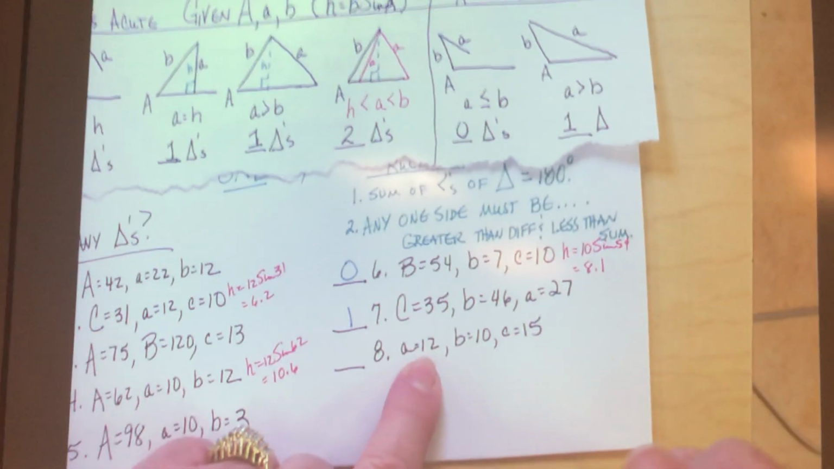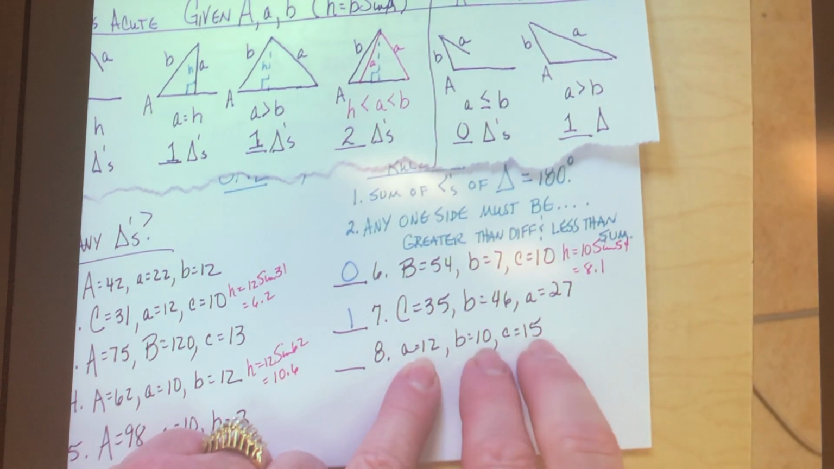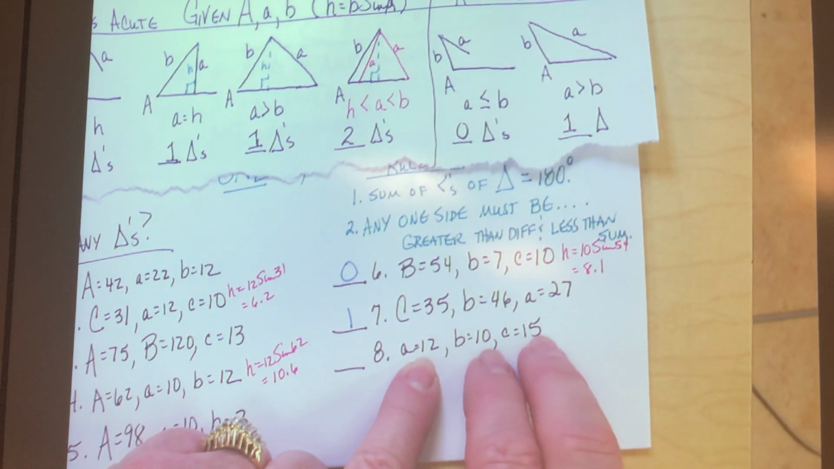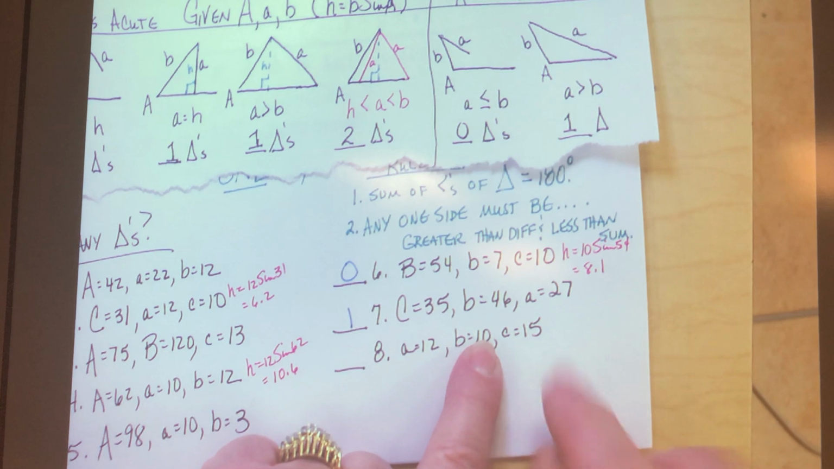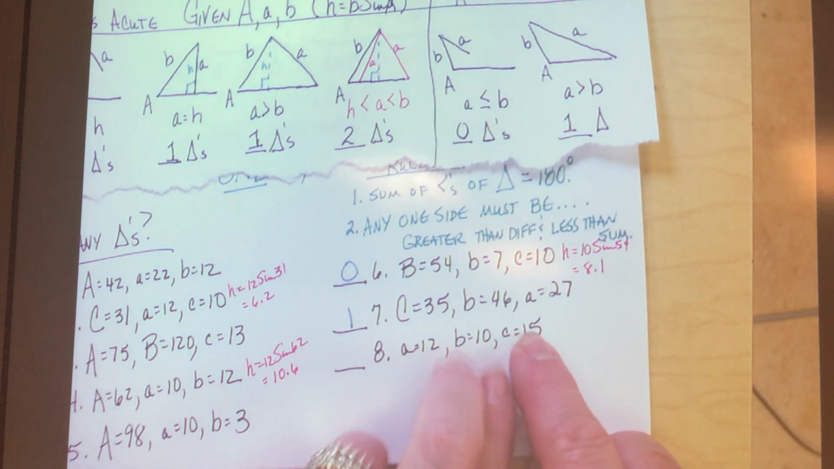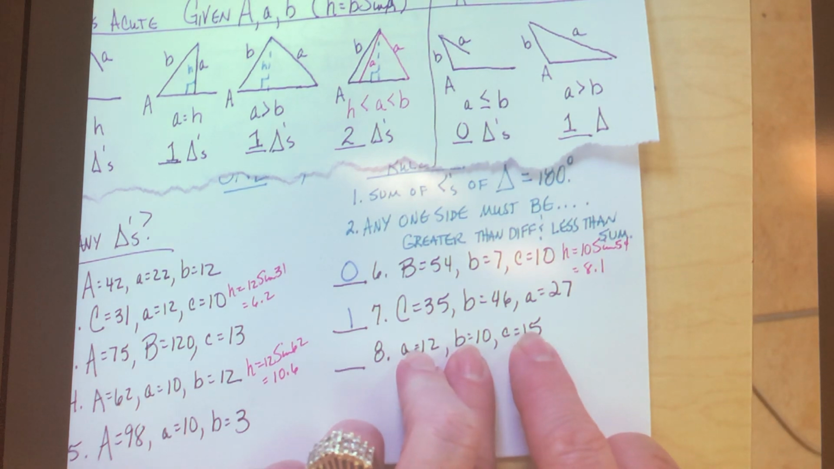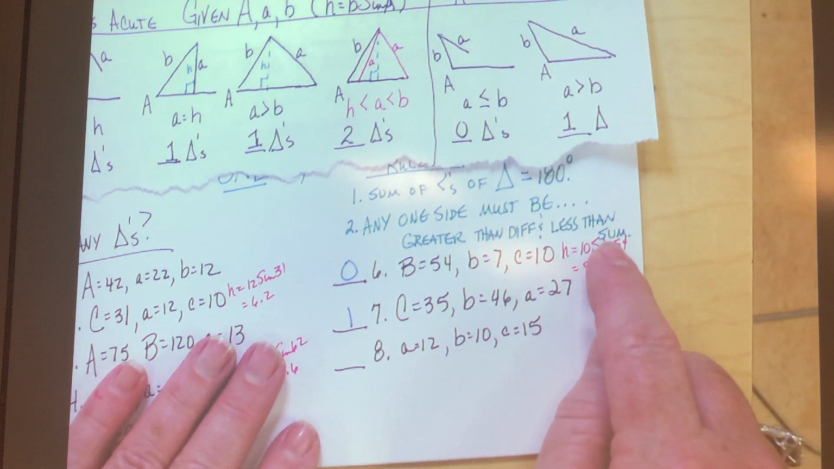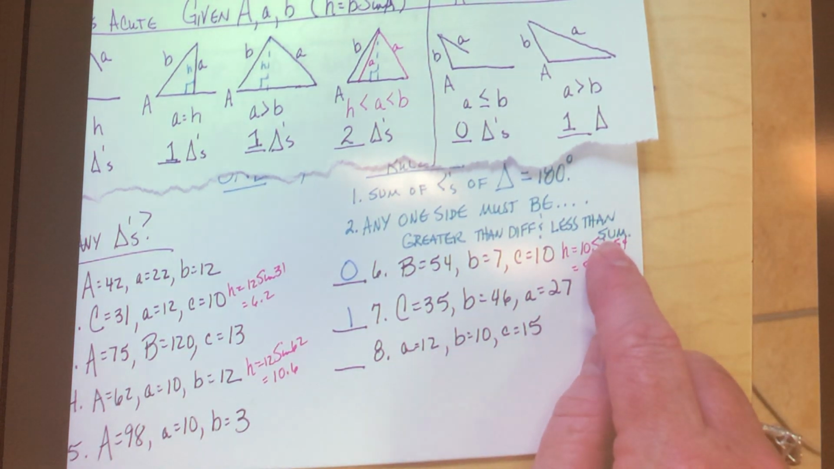So is 12 bigger than 5? Yeah. Okay, is 10 bigger than 3? Yes. Is 15 bigger than 2, the difference here? Yes. Now you have to check the other one. You can't just check one, you've got to check everything.